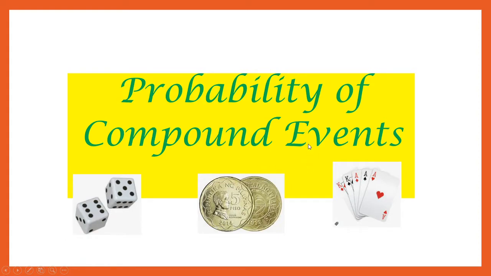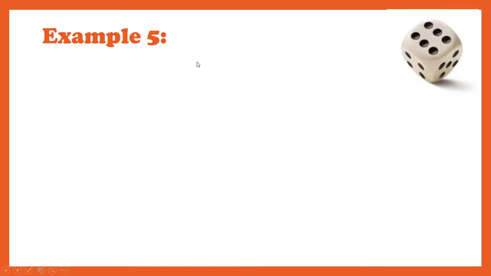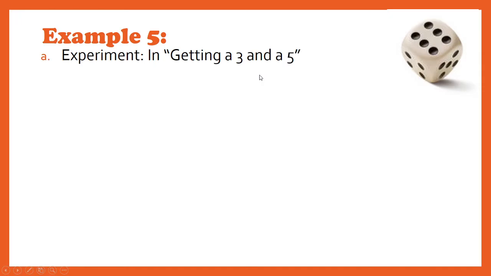So, ano naman ang kaibahan ng compound events? When we say compound events, it is defined as events which consist of more than one outcome. It consists of two or more simple events. So, dalawa o higit pa ang lalabas. For example, the experiment in getting a 3 and a 5 when rolling 2 dice.